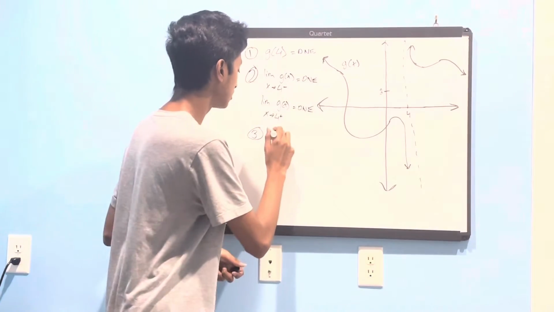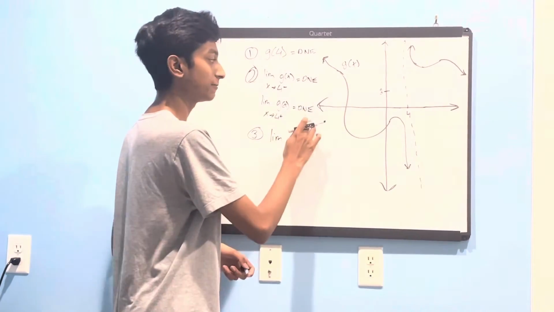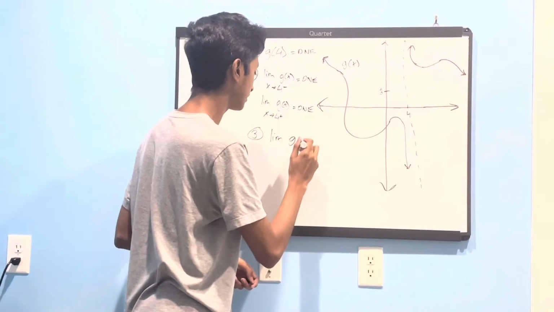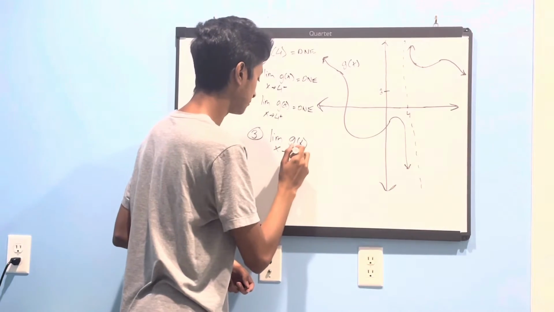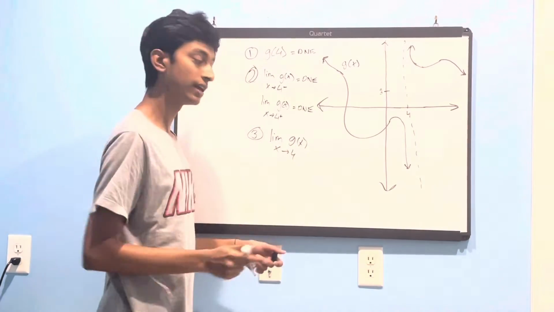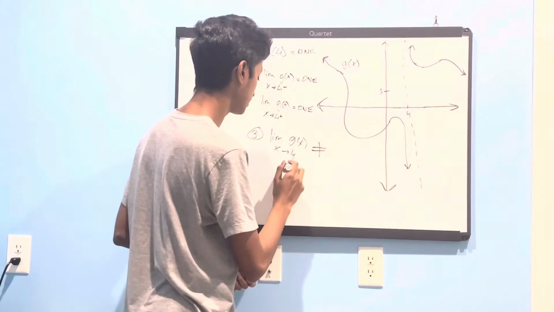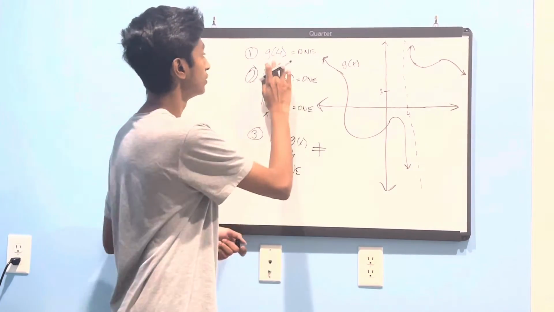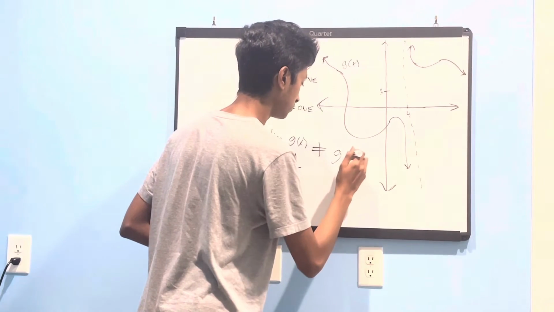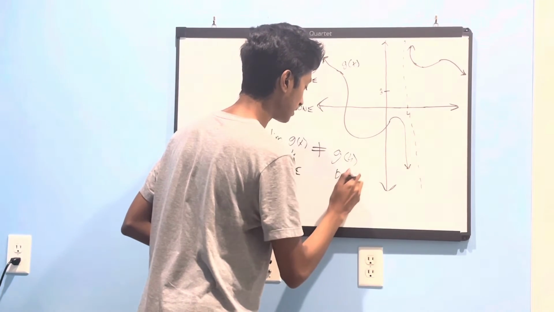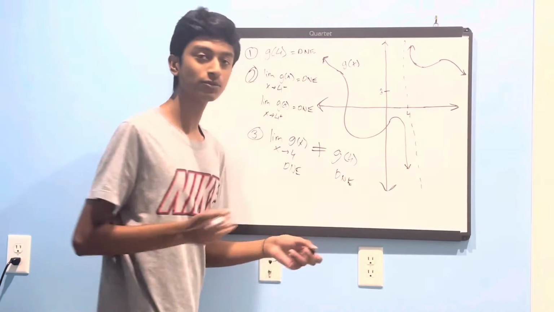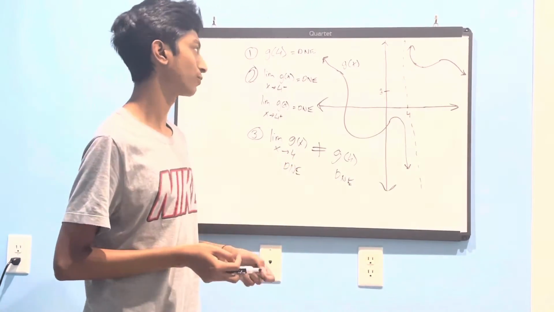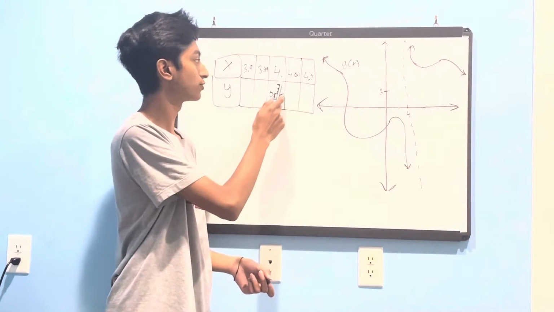So that means the limit, not going from the left to 4 or the right to 4, but the limit of g of x at 4 is not equal to, because this does not exist, is not equal to g of 4, which also does not exist. So overall, there is no continuity at x equals 4.